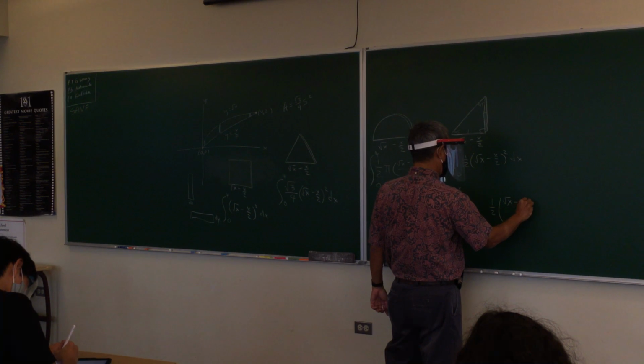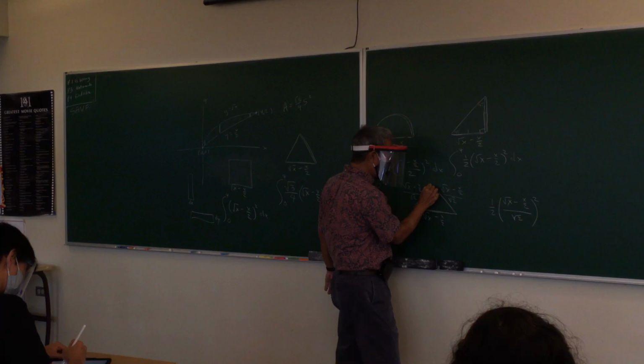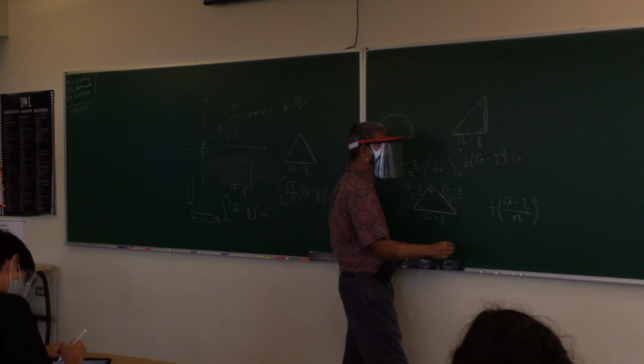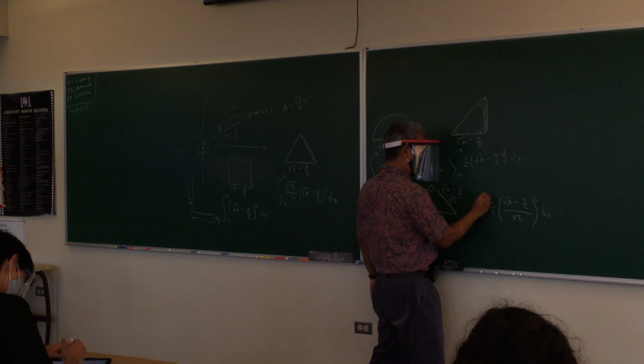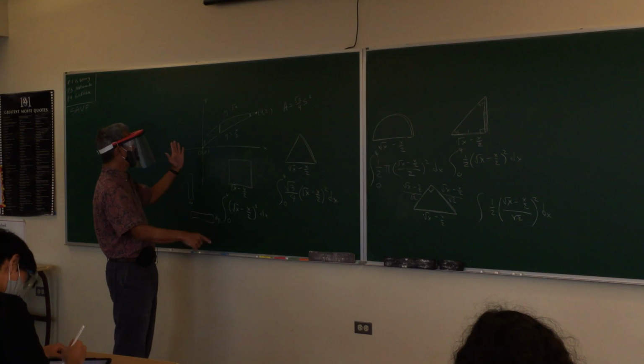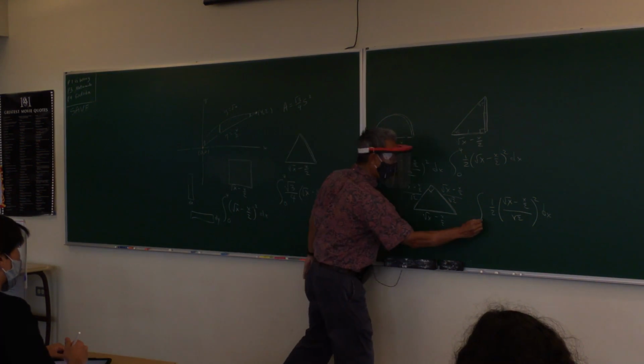Since they're both the same, you just square it, but it has a thickness. And what is that thickness? It's dx again. And then if you want to get the volume of this whole thing, you just add up all of these slices from 0 to 4.